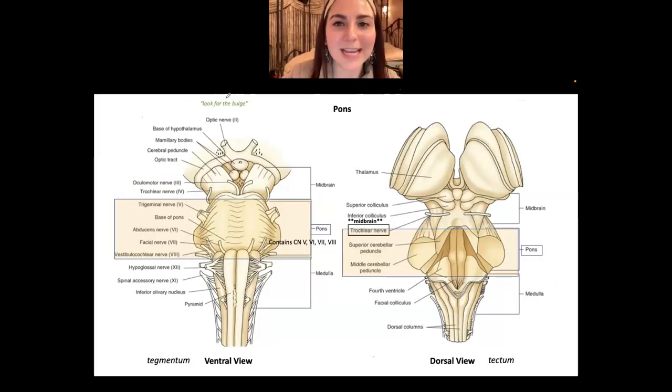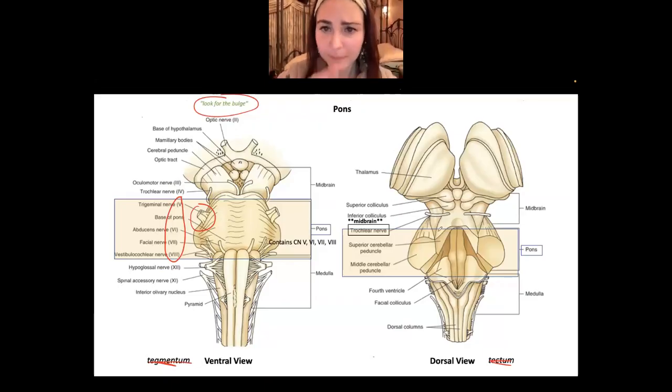And then for the pons, really easily from the ventral side, look for the bulge. I should have taken out tegmentum and tectum. I apologize. This is just midbrain terminology. But regardless, here's the pons. Here are all the cranial nerves that are in the pons, and you can always find 5, and then you can try and find the rest. But again, if you do the cross section, I only wanted to point out that the trochlear is in the midbrain, so don't get confused by me highlighting it just for showing the pons.